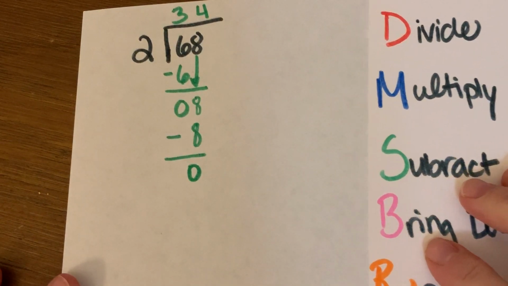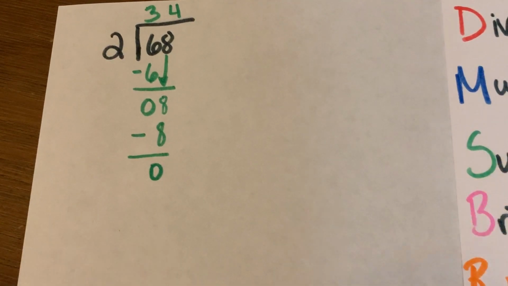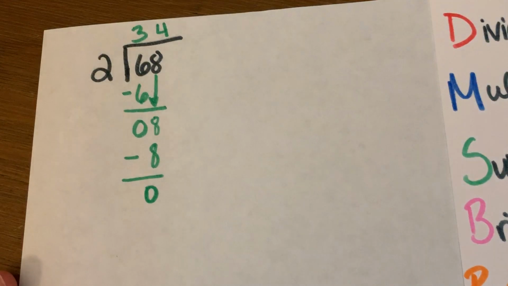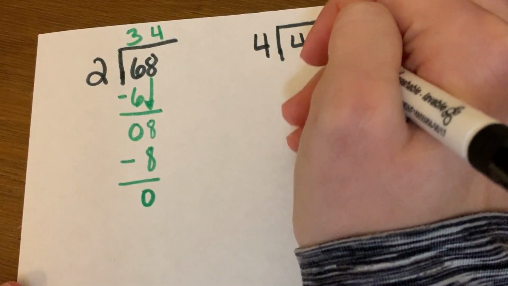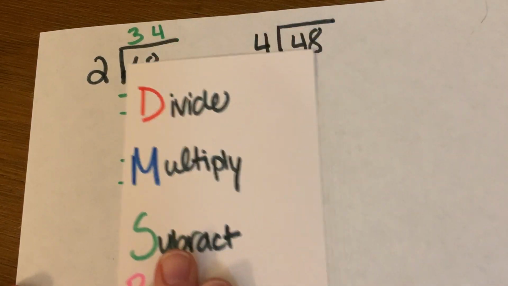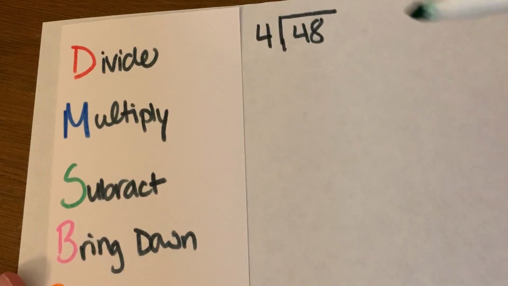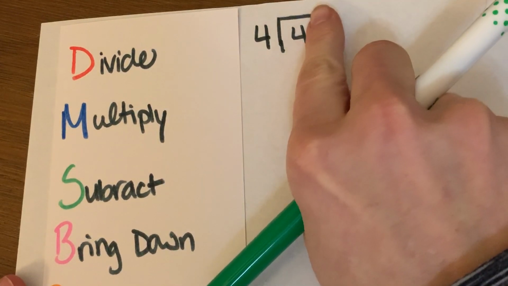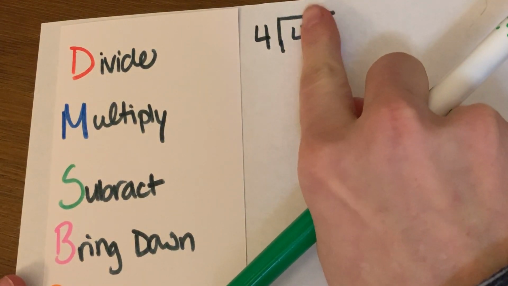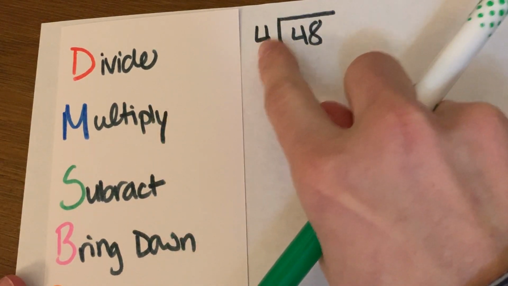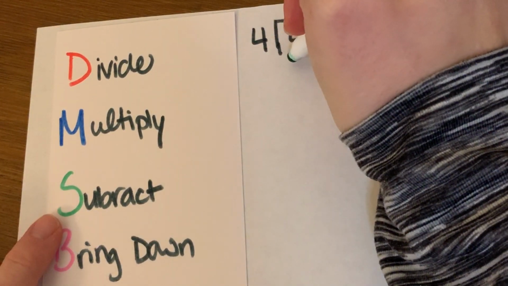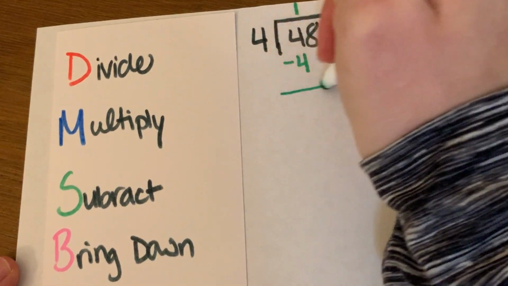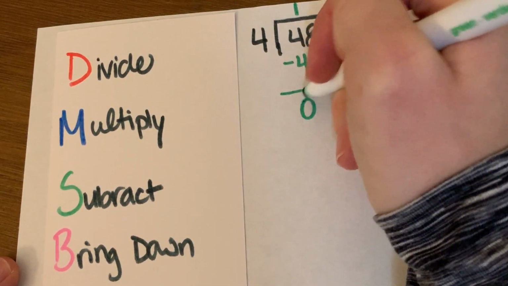Okay? I'm going to show you another one. I'm going to show you 48 divided by 4. Okay? So my first step is to divide. I'm going to look here. 4 divided by 4. Well, I need to multiply. 4 times what equals 4? 4 times 1. Then I'm subtracting. Take away 4. And that gives me 0.